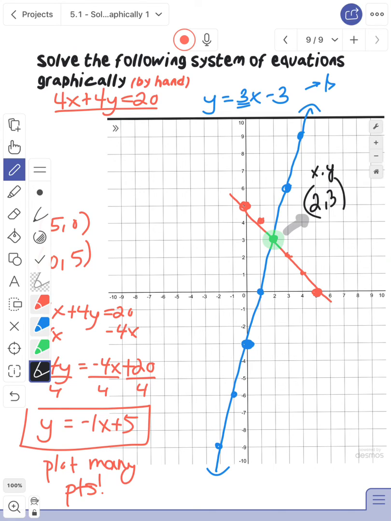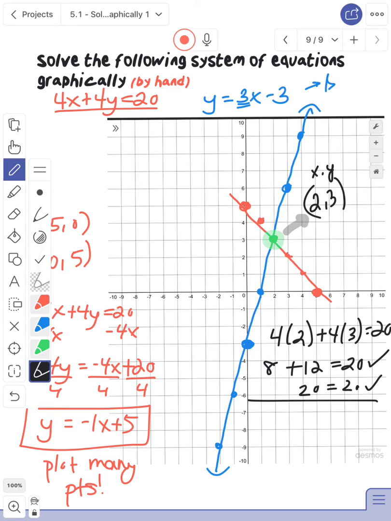And just to be sure that we didn't make any mistakes, we're going to check to make sure this is the answer. So if I plugged into the first equation, the x value is 2, the y value is 3, that should equal 20. So we get 8 plus 12 is equal to 20, so we're good to go there. So it is a solution to the first equation, but if it's an actual answer to the system, it has to be true for both of them, which means the second equation also needs to be true.